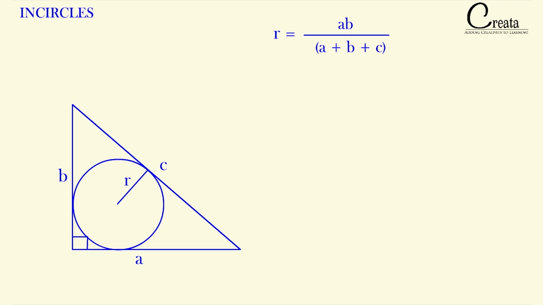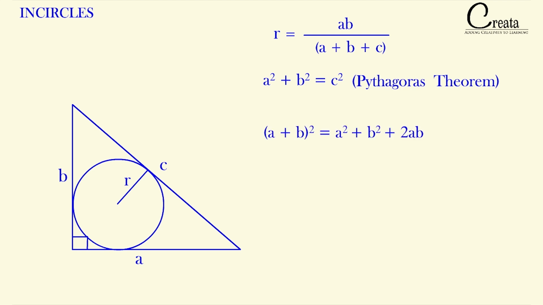Let's keep this separately. And moving further, let's apply the Pythagoras theorem to this right angle triangle. We got A square plus B square is equal to C square. And we know the formula of (A plus B) whole square is equal to A square plus B square plus 2AB. And just now through Pythagoras we have seen A square plus B square is equal to C square. Let's replace A square plus B square with C square. We got (A plus B) whole square is equal to C square plus 2AB. Let's calculate the value of AB from this equation. We got AB is equal to (A plus B) whole square minus C square, upon 2.